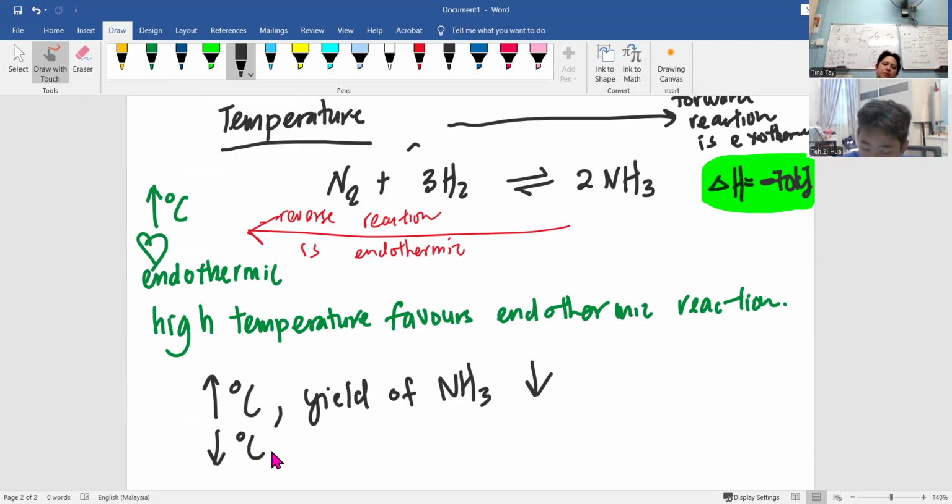But if I lower the temperature, it will favor what? Exo. Low temperature, so the yield of ammonia increases. Can you understand or not? All right. Can I go to the next one?